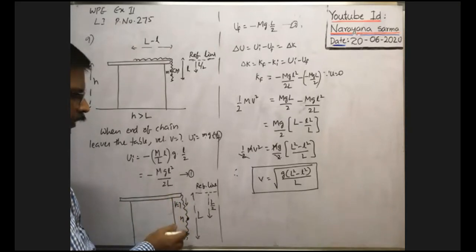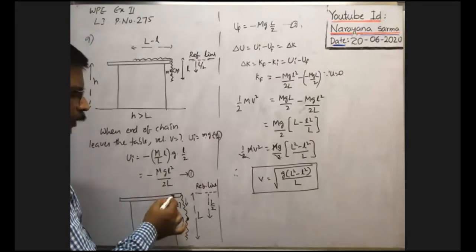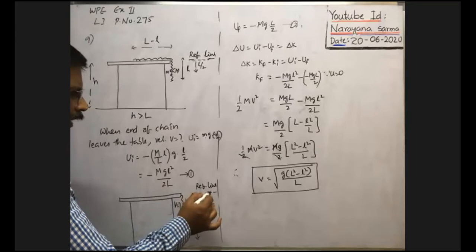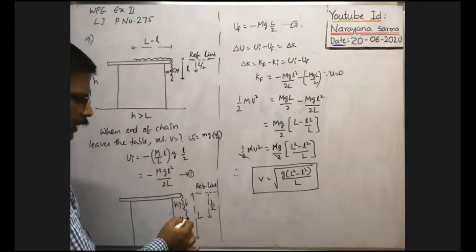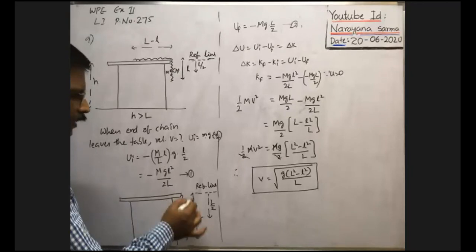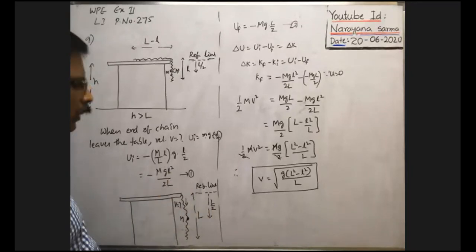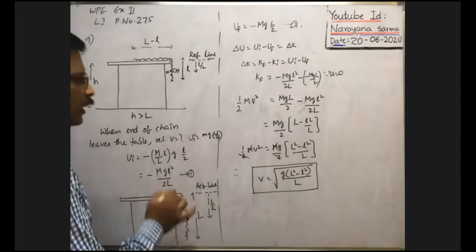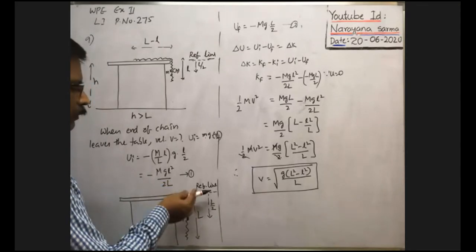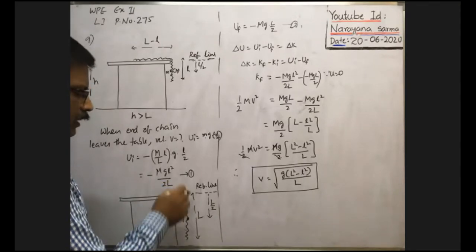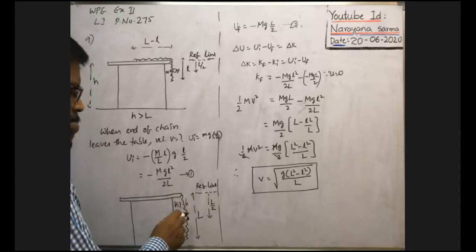At the instant when the last end of the chain leaves the edge of the table, the position of the chain is like this, so that the center of mass of the hanging chain is exactly at the midpoint. From the reference line, at what distance does the center of mass lie? The total length of the chain is given as capital L, that's why at a distance L by 2. Therefore, what is the potential energy of the chain now? In this case also, from the reference level, the center of mass is below the reference line, that's why the potential energy here is also negative.